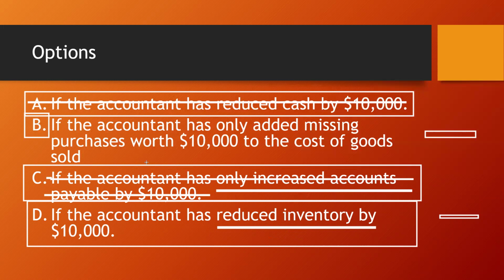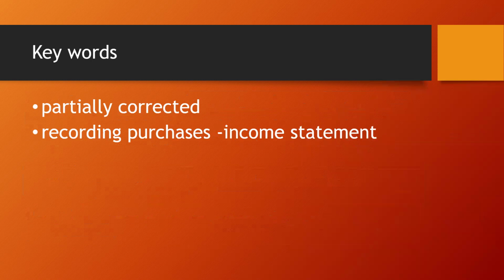There is a full video explaining each and everything, so you can watch it. Thanks for watching, and I hope you understand everything. The keywords are partially corrected, and recording the purchase, which they missed, and the impact is on the income statement. These are the three keywords.